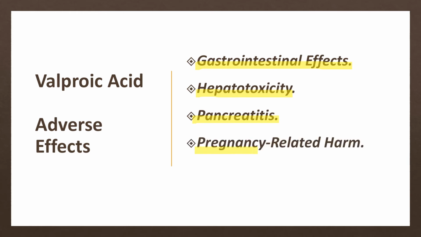And also, valproic acid is highly teratogenic, especially when taken during the first trimester. Neural tube defects, such as spina bifida, are of the greatest concern. And it can also cause hyperammonemia if given with topiramate. It may occur with or without encephalopathy.